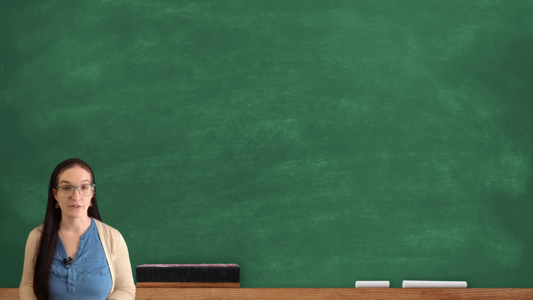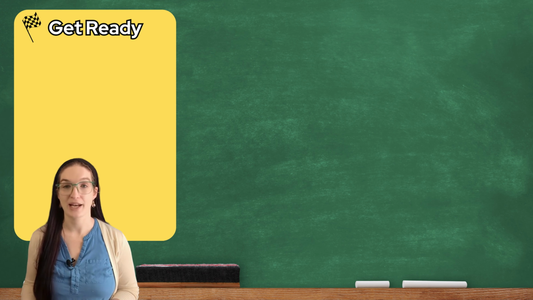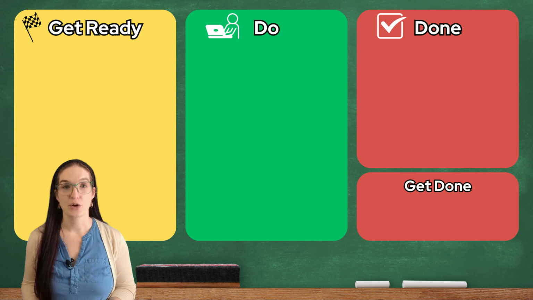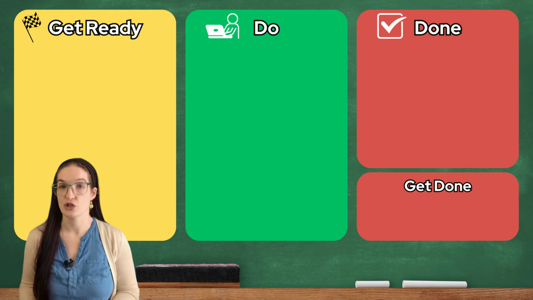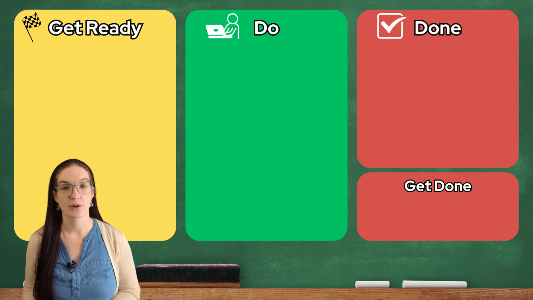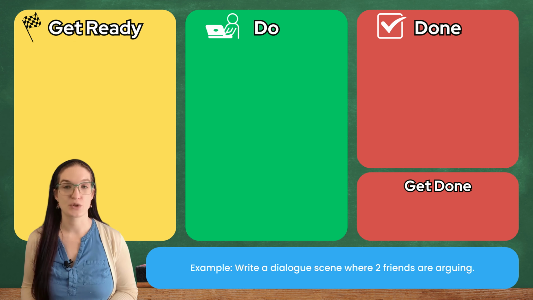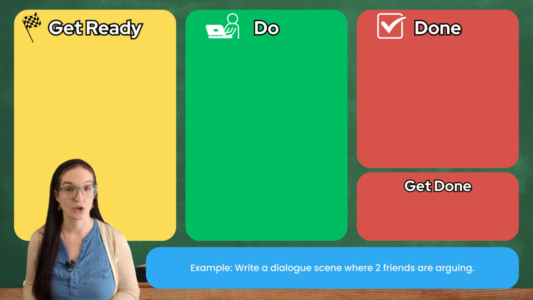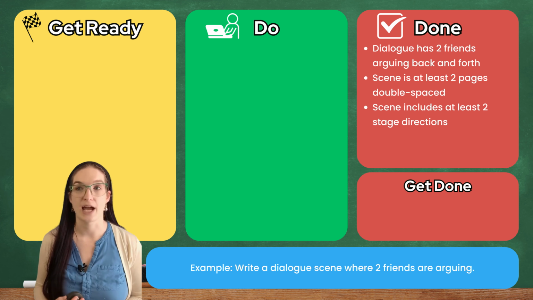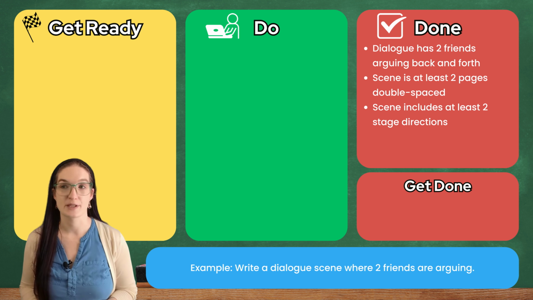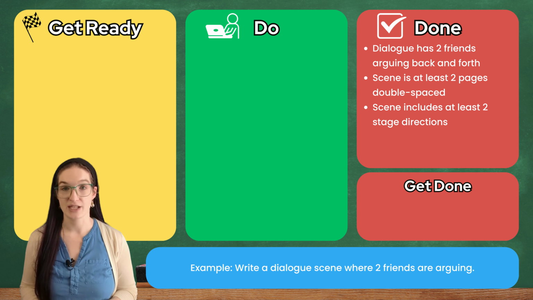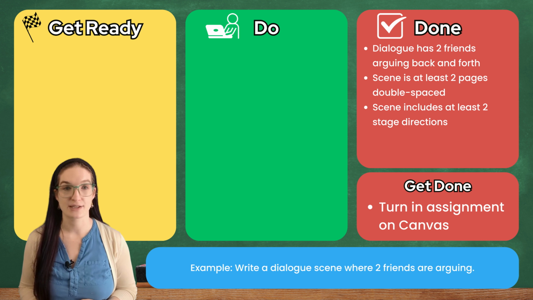One way to combine several of these strategies is by using a Get Ready, Do, Done chart. Start with the Done column and describe how students will know that their work is finished. Then use the Get Done section to tell students what to do with the work when it is done. For example, if the task is to write a dialogue scene where 2 friends are arguing, the Done column might say the dialogue has 2 friends arguing back and forth. The scene is at least 2 pages double-spaced, and the scene includes at least 2 stage directions. The Get Done section might say turn in the assignment on Canvas.